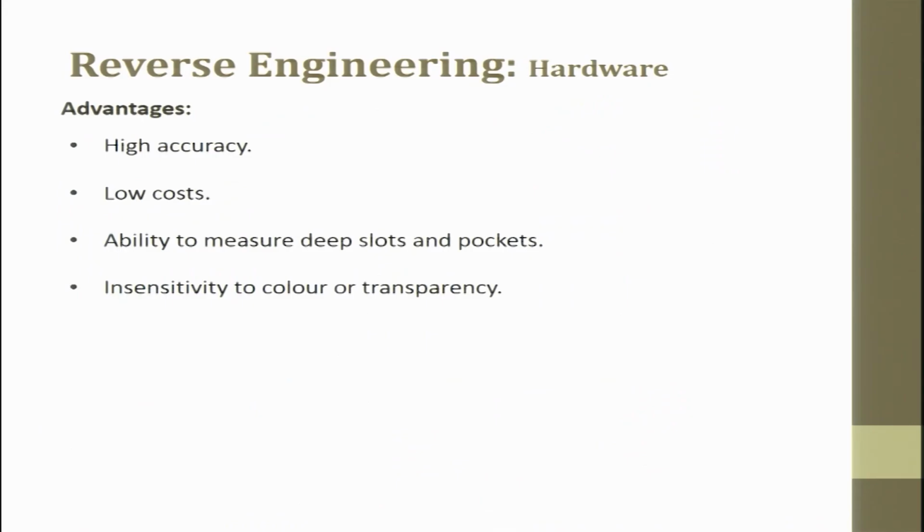So, reverse engineering hardware advantages are that it is highly accurate, it is low cost, it has the ability to measure wide slots and pockets, and it is insensitive to color or transparency. So, these are some of the advantages of the hardware type, which is contact.